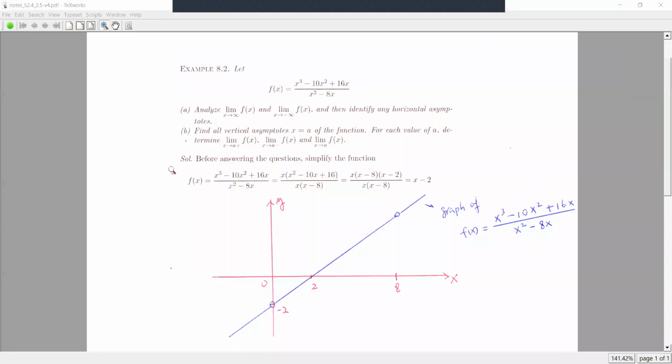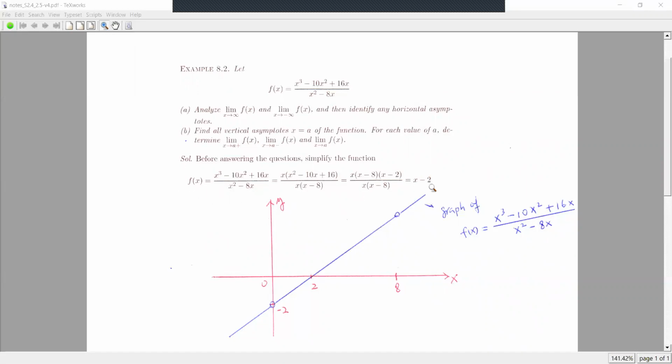I adopt the second solution to example 1 to solve this example. Before answering the questions in part A and part B, I simplify the function first. Factor the polynomials on the top and at the bottom. Then I get this equation. Cancel x minus a. Then the function f is simplified to this function.